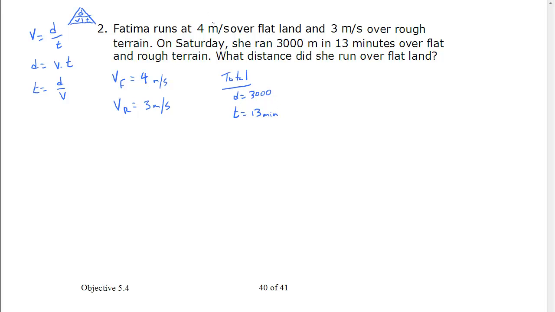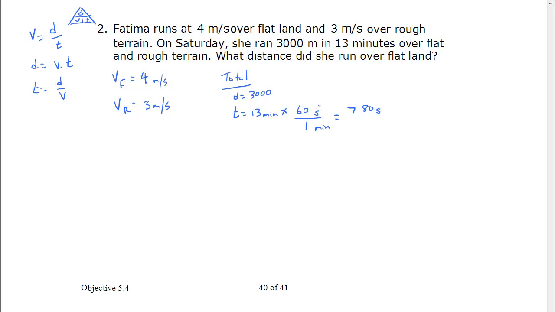Hopefully you notice that we have meters per second, meters per second. Meters is good, minutes is a problem, so we have to change that to seconds right from the beginning here. We have to multiply by 60 over 1, because that's how many seconds are in a minute. It gives us 780 seconds. So let's get our units together first.